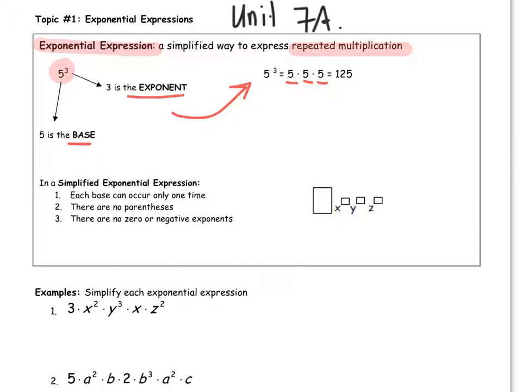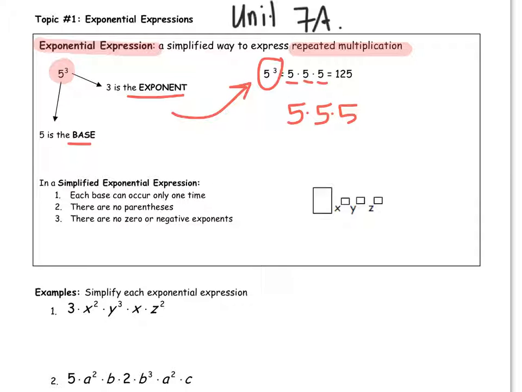And if you actually do that math, you do 5 times 5 and get 25. Multiply again by 5 and you get the answer, 125. So rather than writing 5 times 5 times 5, we would just write 5 cubed. So that's what it means by a simplified way of writing that.